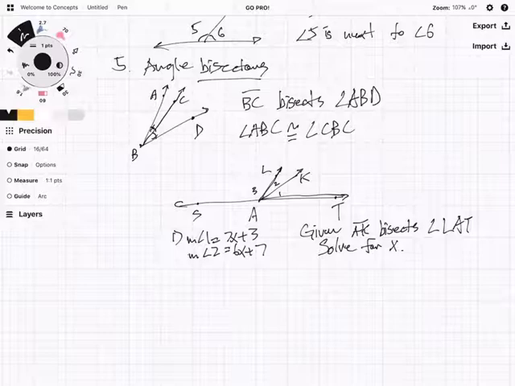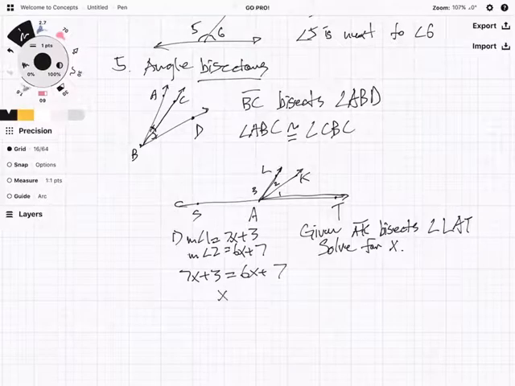So the measure of angle 1 equaling the measure of angle 2 would mean that 7x plus 3 equals 6x plus 7. So x equals 4. Just as simple as that.